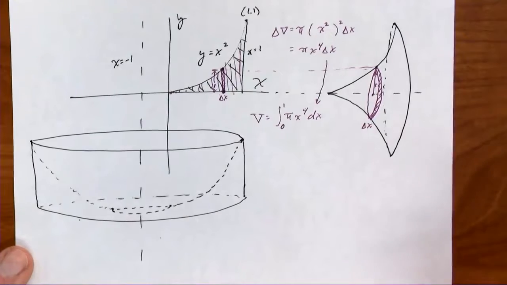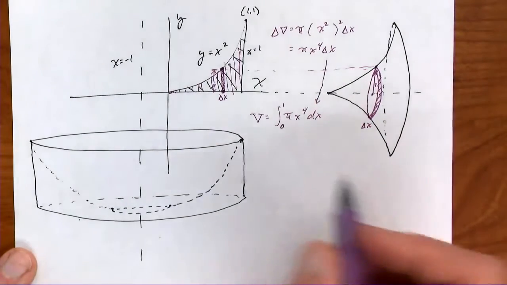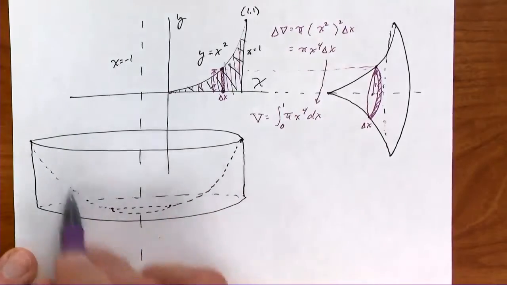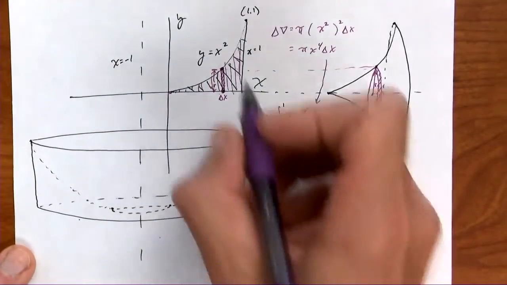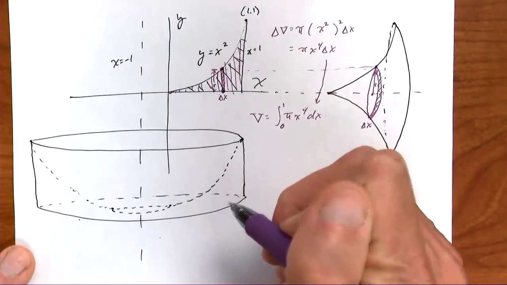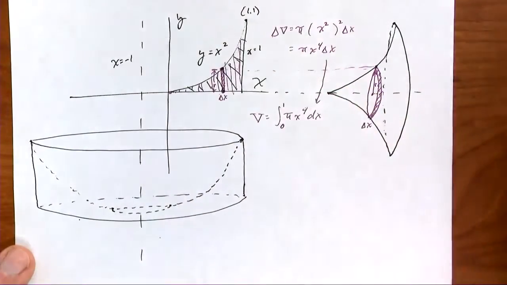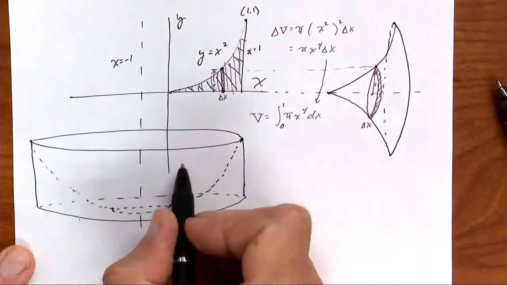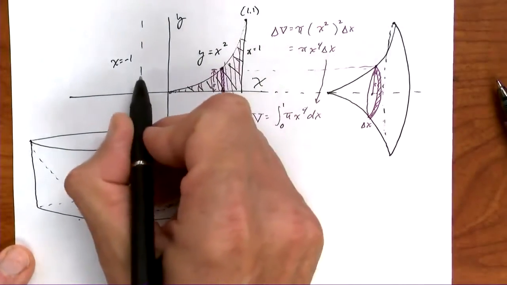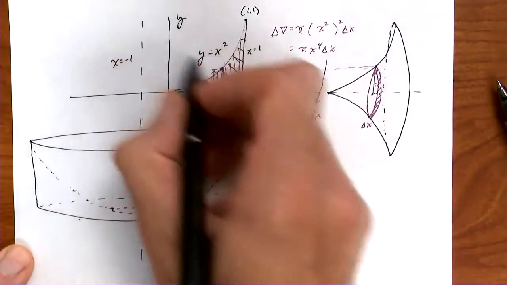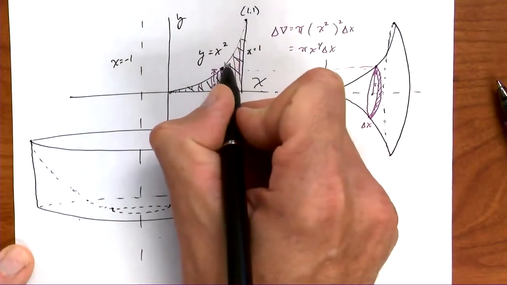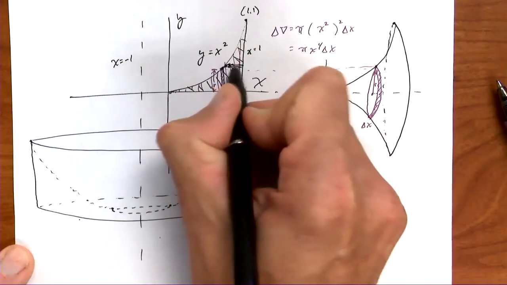So what I want to do now is find the volume of this solid right here. The way I'm going to do that is use the disk washer method again. With the disk washer method, my slice always has to be perpendicular to the axis that I'm revolving about. If I'm revolving about a vertical axis, I've got to use a horizontal slice.